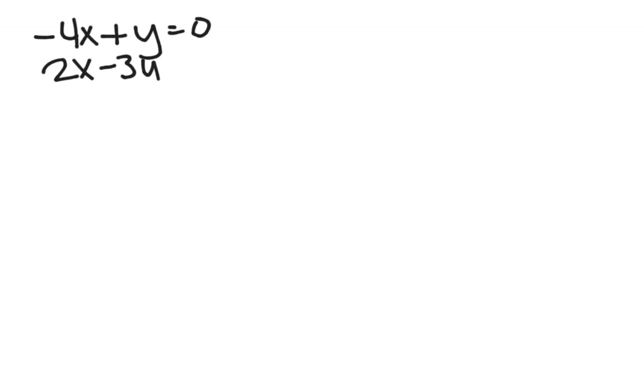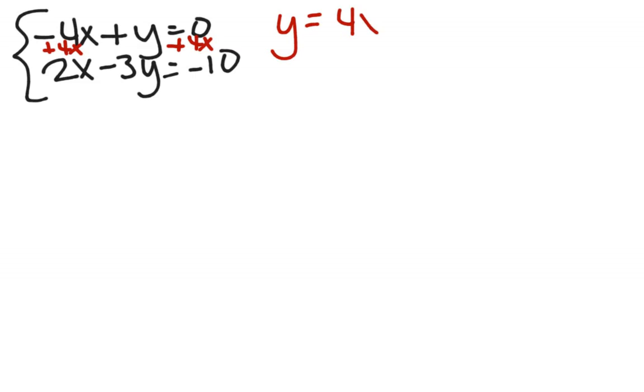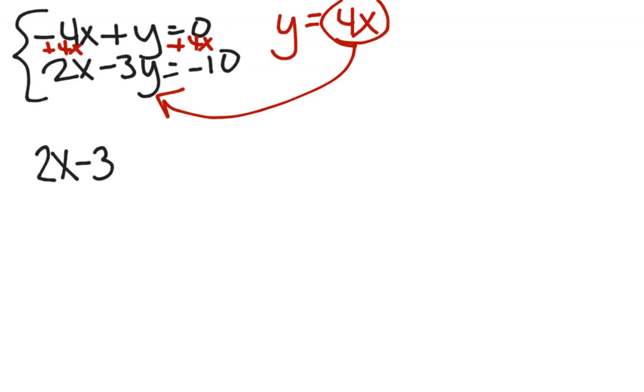Let's do one more, just to make sure you're good. We have negative 4x plus y is equal to 0. And 2x minus 3y is equal to negative 10. I'm going to solve the first equation for y because that's the only one y I have, so I'm going to add 4x to each side. That gives me y equals 0 plus 4x, or in other words, just 4x. So 4x gets substituted in for y in the second equation. 2x minus 3 times, we now know y is 4x, so again, parentheses, and that's equal to negative 10.